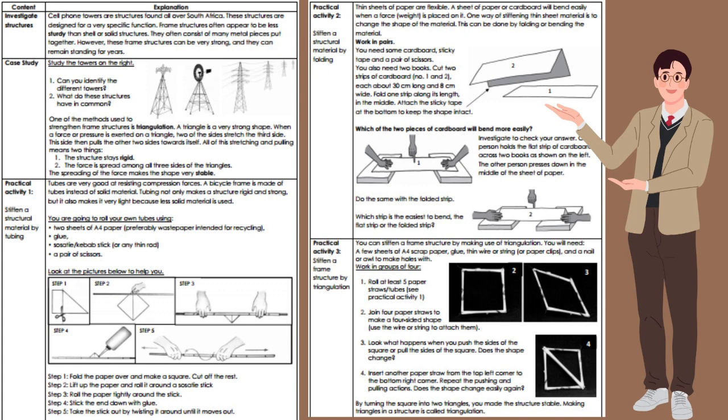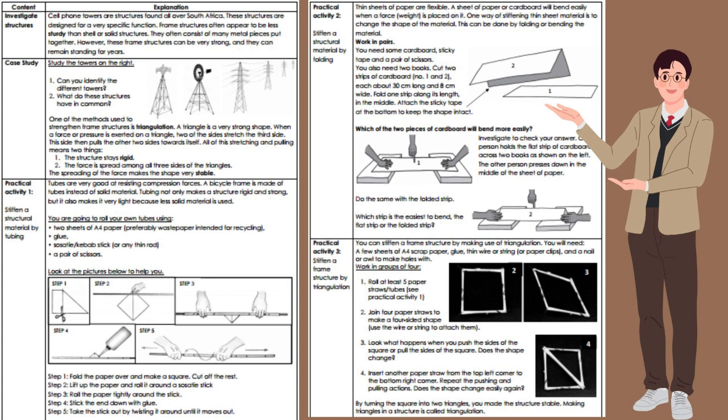Which of the 2 pieces of cardboard will bend more easily? Investigate to check your answer. 1. One person holds the flat strip of cardboard across 2 books as shown on the left. The other person presses down in the middle of the strip. Do the same with the folded strip. Which strip is the easiest to bend? The flat strip or the folded strip?